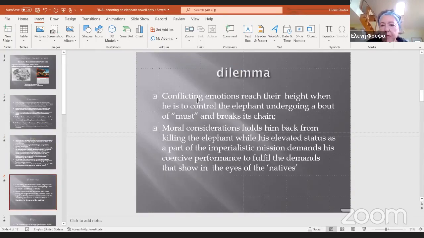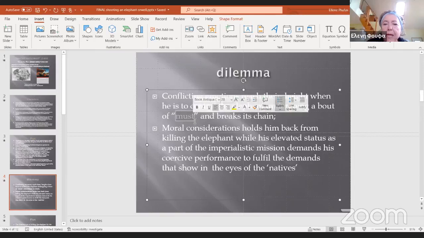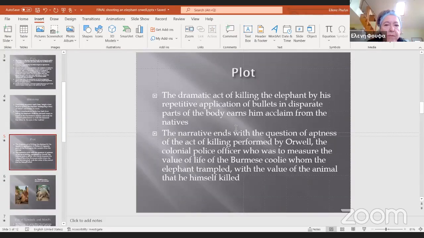The dilemma, conflicting emotions. We know that the elephant is just going through a phase. It's not a wild animal. It is a tamed elephant who has broken its chain temporarily. So when he realizes that, and he realizes that he should not kill this animal, but in effect he does because of the eyes of the people upon him. He must fulfill their expectations.